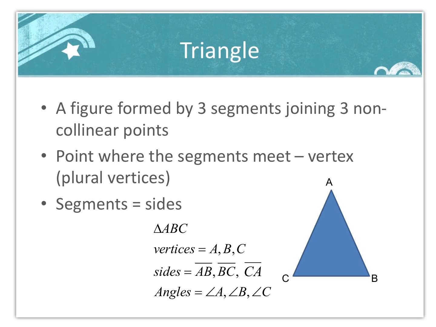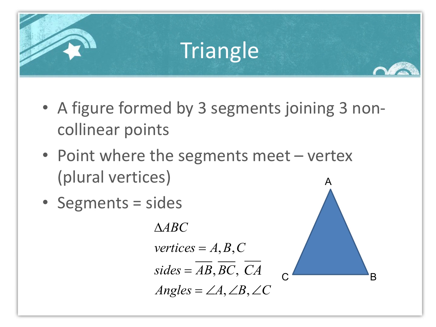To start, obviously a triangle, we know it's a three-sided polygon. It's a figure formed by three segments joining three non-collinear points. As you can see, there are 3 points here. We have point A, point B, and point C. Point A, point B, and point C are called our vertices, which is plural for the word vertex.